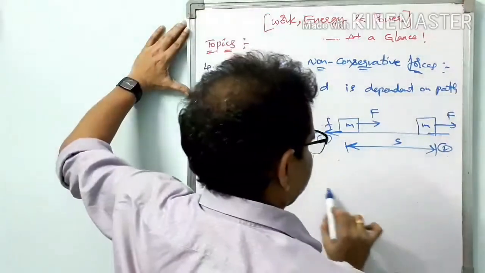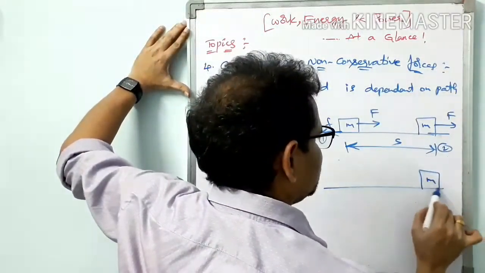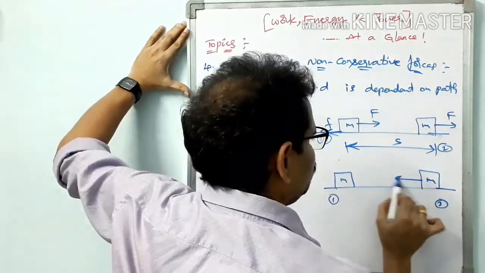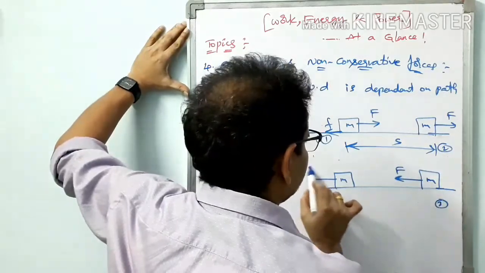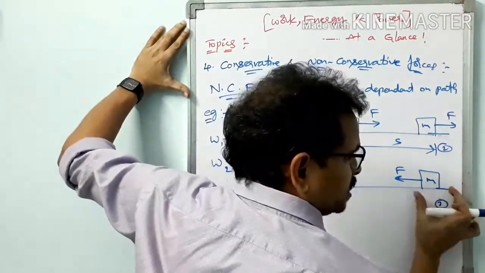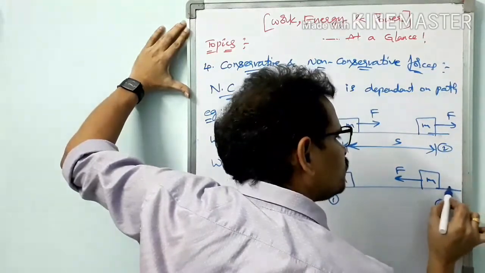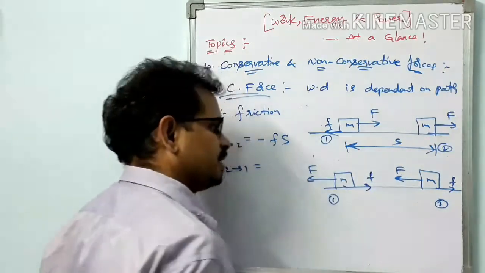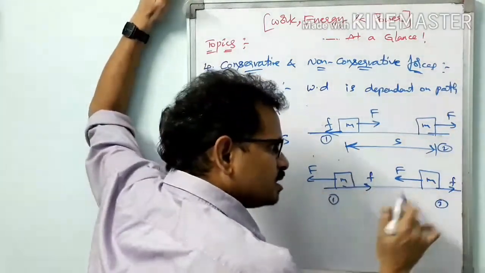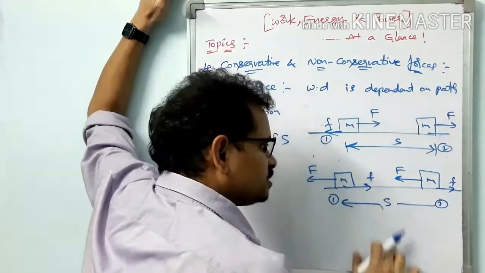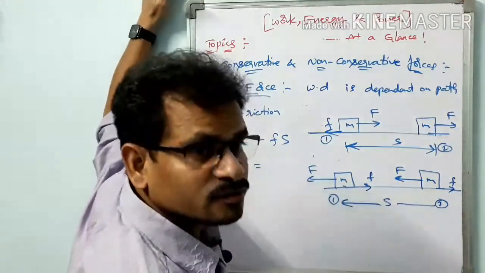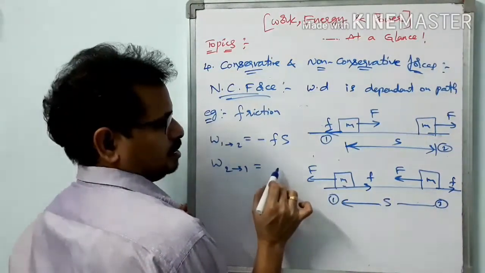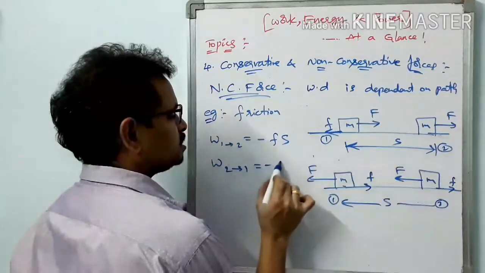Then what is W2 to 1? So let us see here. In this direction, this is 2. This is position 1. Now the external force is acting in this direction. And when the block is moving leftwards, what is the direction of the frictional force? Rightwards, is it not? Frictional force will be acting on the block in the rightward direction. Now the frictional force is rightwards, but the displacement is leftwards. So what is the work done here from 2 to 1? Here also they are in opposite directions, so minus Fs.